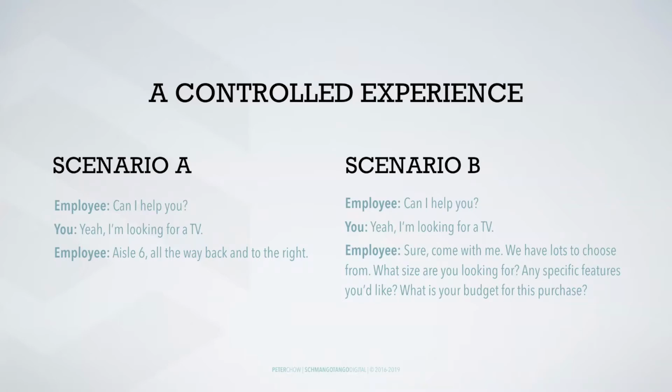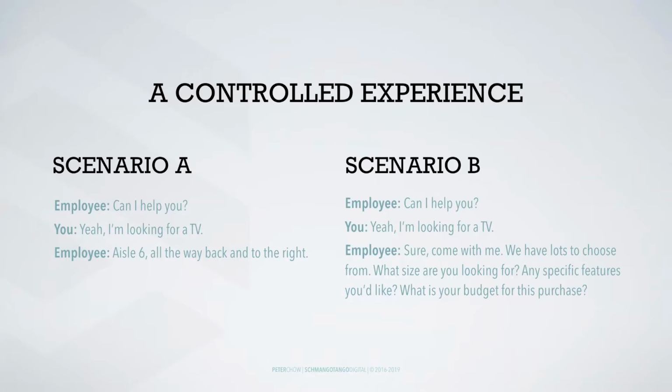Now, let's take a look at scenario A. Scenario A is like when you go into a store, like the Good Guys or Harvey Norman or anything like that. You go into a big store and you're looking for a TV. So the employee comes up to you and says, "Can I help you?" And you say, "Yeah, I'm looking for a TV." Then the employee says, "Aisle number 6, all the way to the back and to the right." That's the usual type of user experience that we come across when we go into a store to look for something.